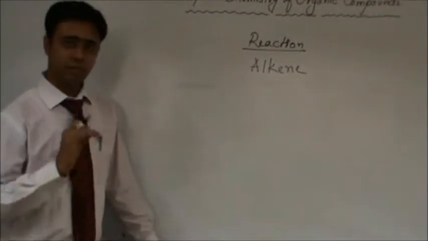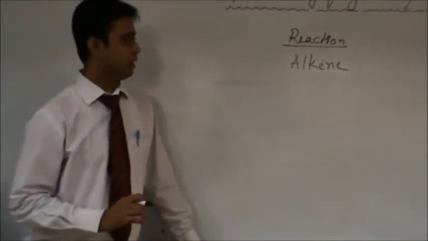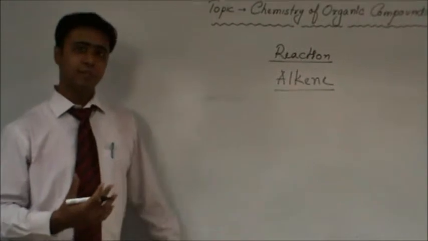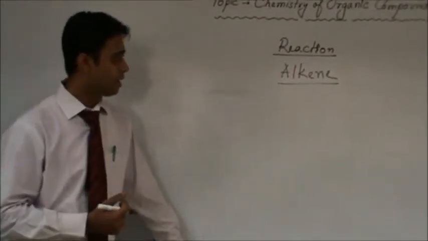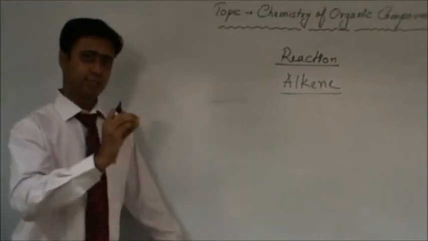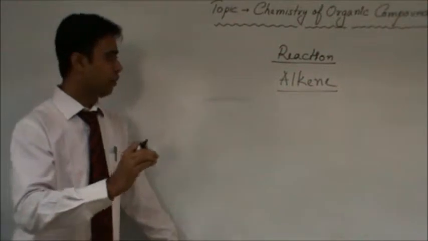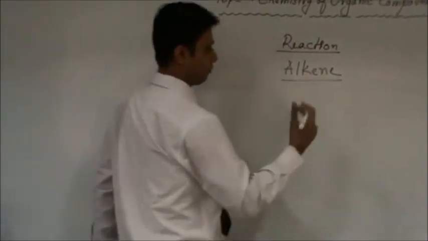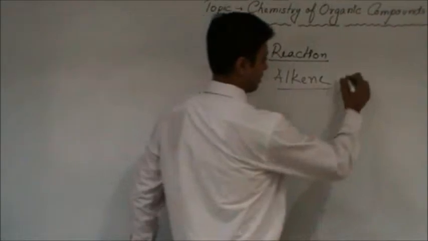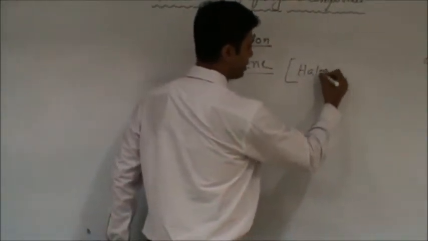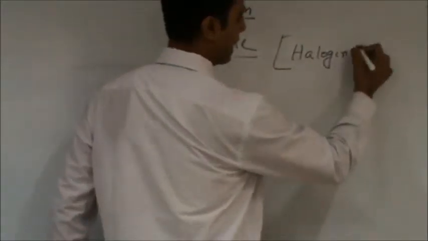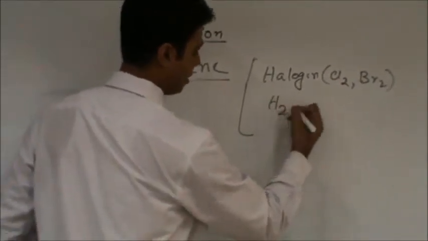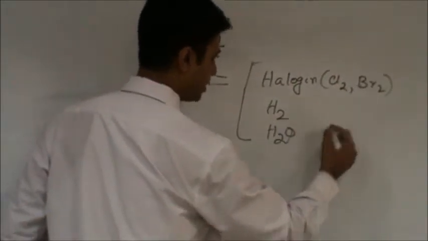Among the reactions involving alkenes, in this section we will be learning about the addition reactions. What is an addition reaction? An addition reaction is a reaction in which parts of the reactants are added or combined with the carbons sharing the double bond. For example, now before we move further, let us see what we can add. We can add halogens like chlorine, bromine. We can also add hydrogen. We can also add water.